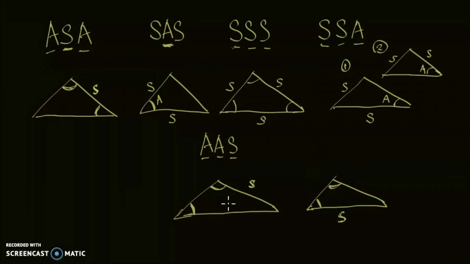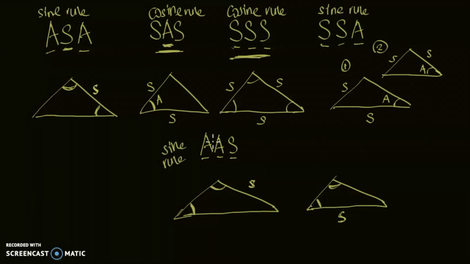Okay, so we have different types of triangles, different types of scenarios where we're given a different number of sides and angles. So in which case do we apply the sine rule, and in which case do we apply the cosine rule? Now let's have a look. For SAS and SSS, we apply the cosine rule, and for every other scenario we apply the sine rule. Okay, now let's apply this directly in a question.